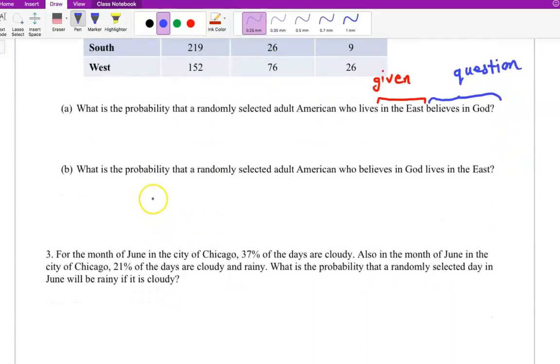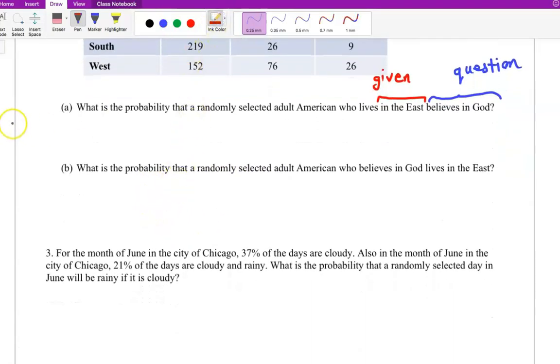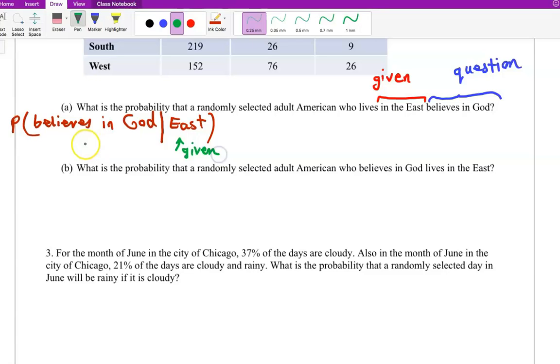What I'm going to write here is the probability of, first I have that question, so believes in God. And we already know that that person is in the East. On this part we have what is given, and this part is our question.